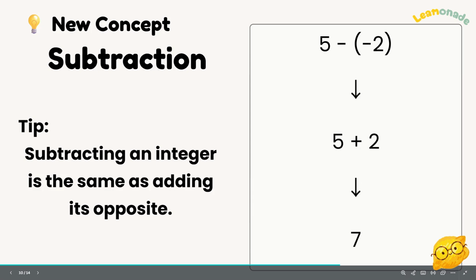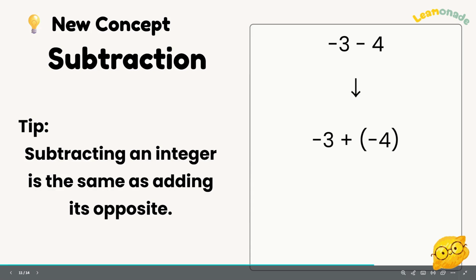Let's try another one. Negative 3 minus 4. We can write this as negative 3 plus negative 4. Now both numbers are negative. Add 3 and 4 to get 7. Keep the negative sign. Since negative 3 is negative and negative 4 is negative, they have the same negative sign. So the answer is negative 7.